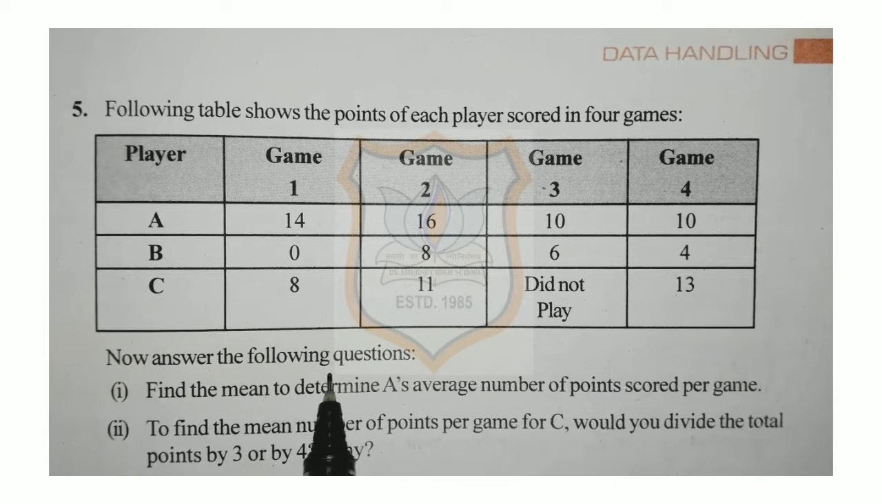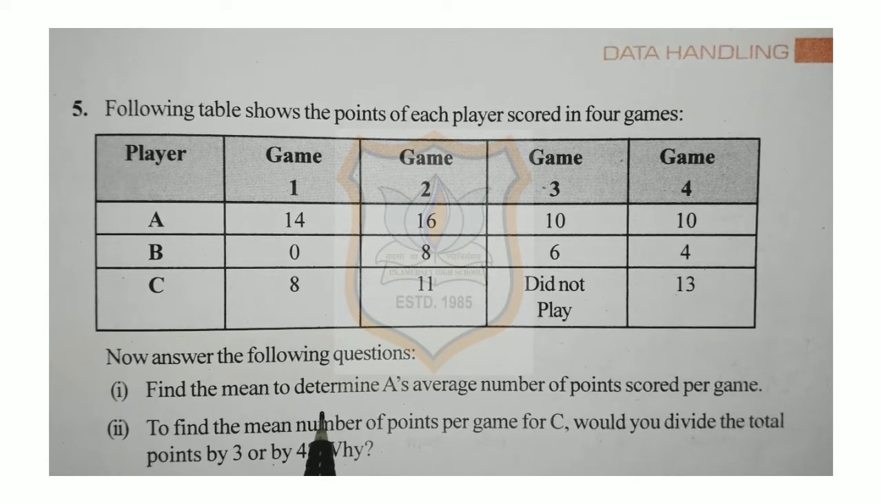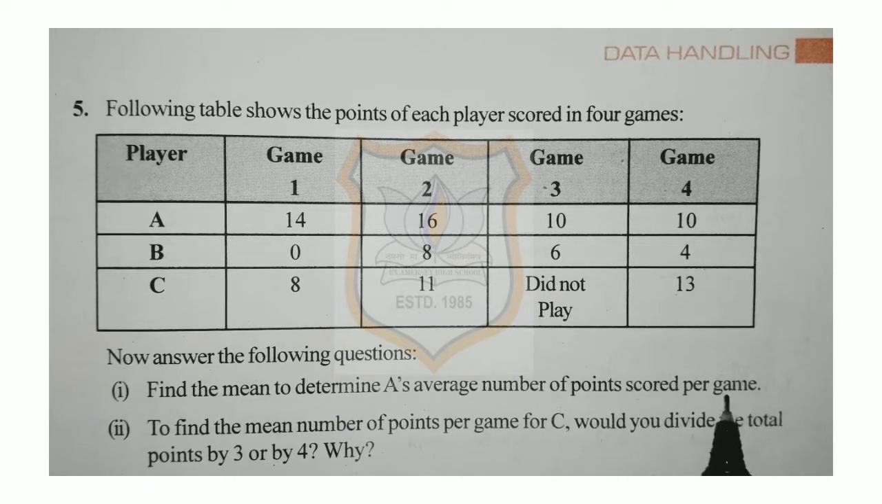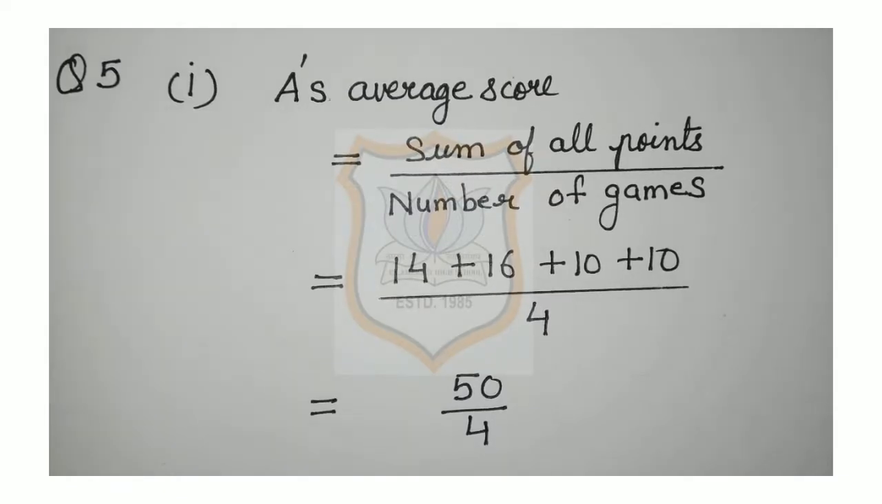Now answer the following question. First part is find the mean to determine A's average number of points scored per game. It means you have to calculate A's average score. So let's solve first part of question number 5, that we have to calculate A player's average score.